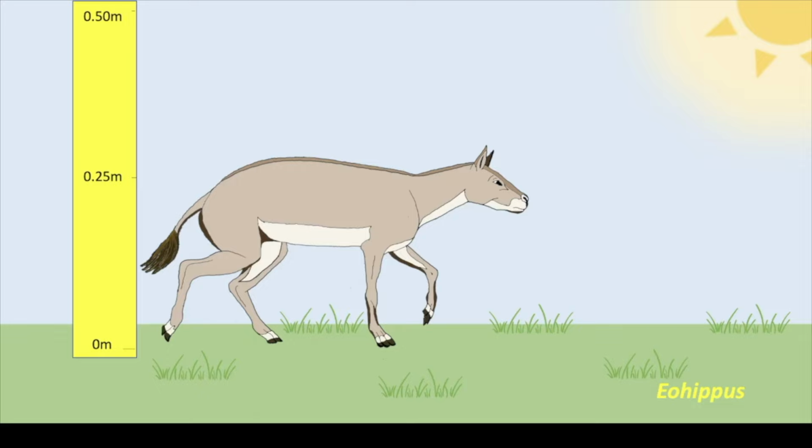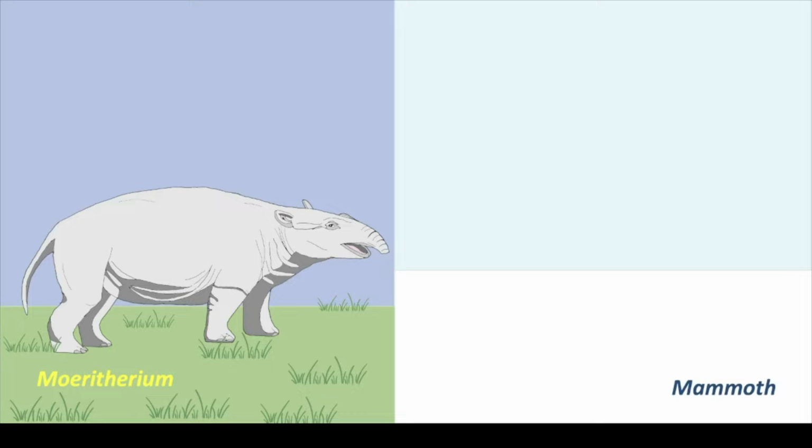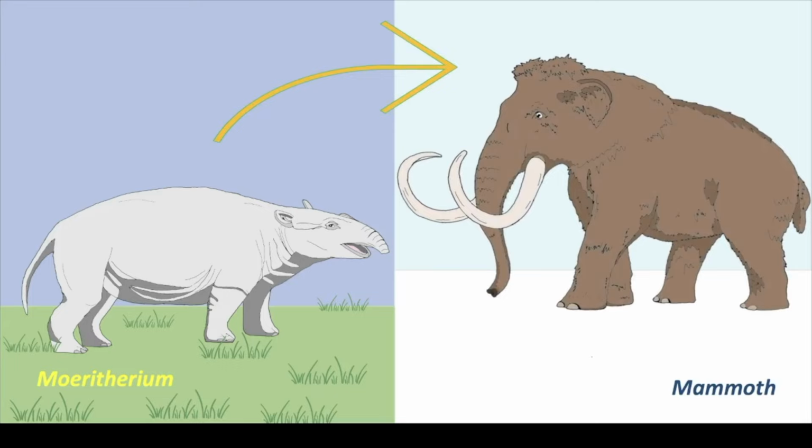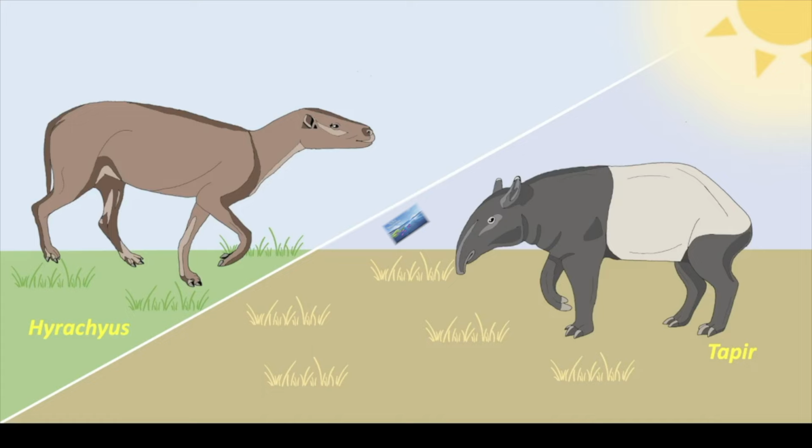Eohippus, one of the first horses, appears at the beginning of the Eocene. It was the size of a cat with short limbs. Elephants also appeared in the early Eocene. They started out at just 1 meter tall with a shortened trunk. This was amazing considering they would later become mighty mastodons and mammoths. One of the first rhinos, known as Hyrachius, was around 1.8 meters tall. It resembled a modern tapir, but its teeth show its relations to rhinos.